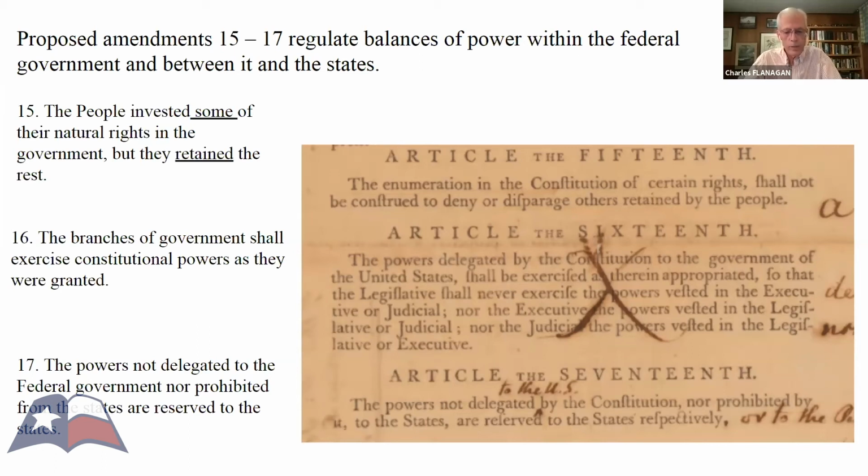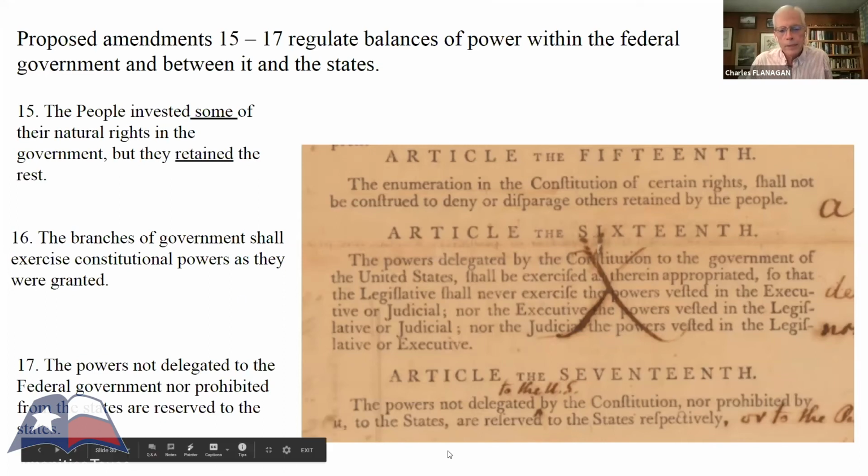So the Anti-Federalists wanted to keep everything the way the Constitution was originally set up in terms of the balance of power. They didn't want the executive branch to get big, or Congress to dominate, or the courts to dominate. So basically they say that the powers delegated shall be exercised as therein appropriated, so that the legislature shall never exercise powers vested in the executive, and so on. That word never is really restrictive. And so 17 is our 10th Amendment.